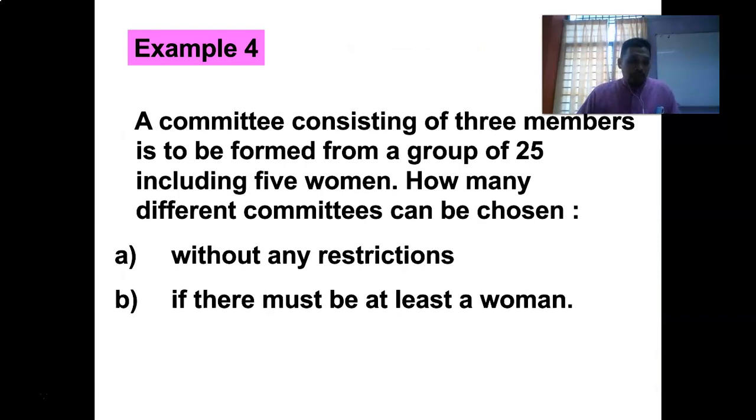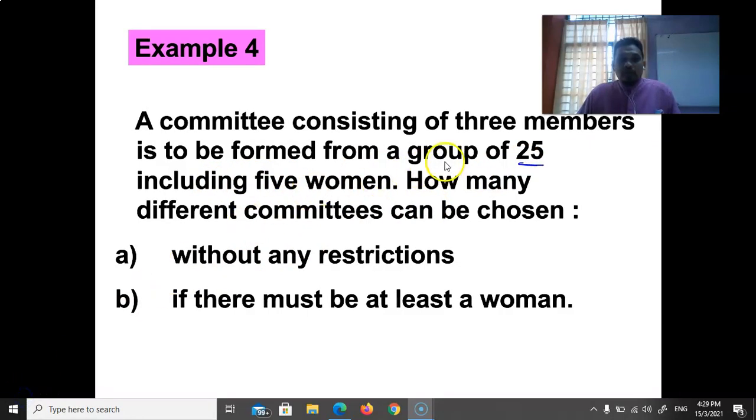Example 4. A committee consisting of 3 members is to be formed from a group of 25, including 5 women. How many different committees can be chosen without any restriction? What's the meaning of this? From a group of 25, including 5 women.